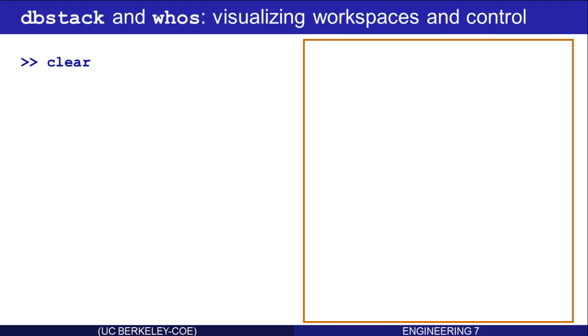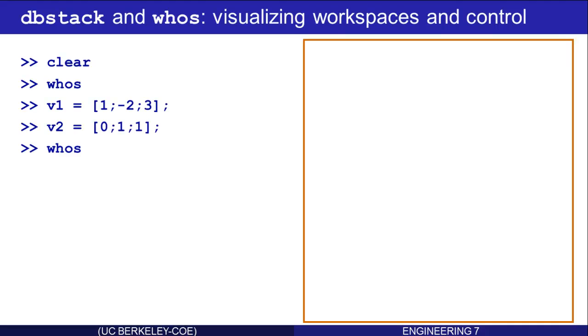So we'll start with a clear to clear the workspace, a whos to see that the workspace is empty, create the two variables, and run a whos again to see that they are in the workspace. Then we'll do a dbstack to see that no functions are running right now. We're just in the command window. That will return nothing. Finally, we'll call vecop v. The v just indicates that this is a slightly different function than vecop, with some printouts and calls to whos and dbstack interlaced within the code.